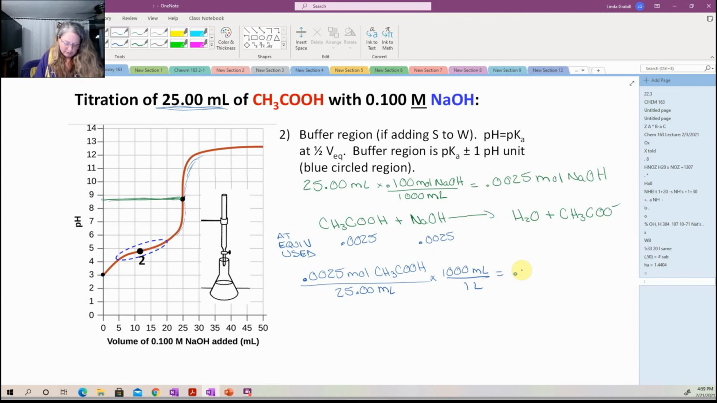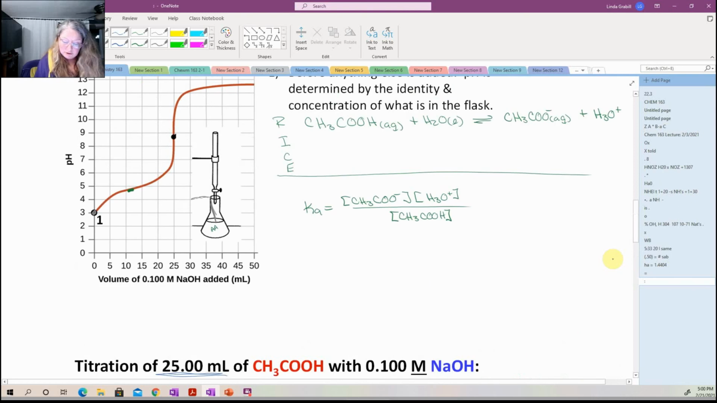Yeah, let me just do it so I don't have the wrong number. Divided by 25, 1, 2, 3. Yep, 0.10 molar. CH3COOH. So now I can come back to this table, right?